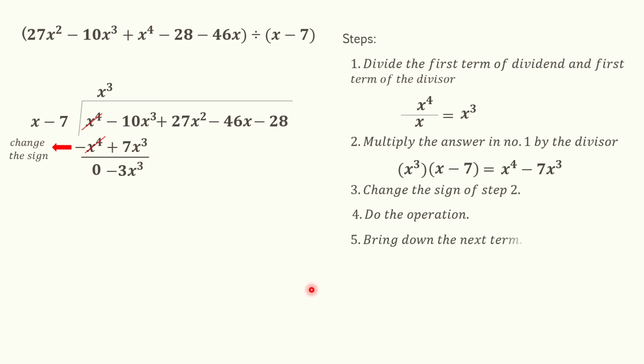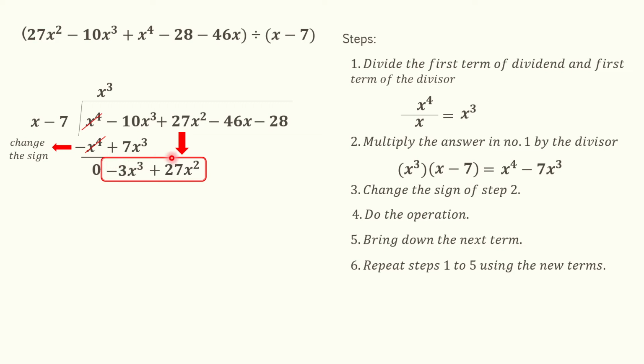So what is the next step? Bring down the next term. We bring down the plus 27x squared. And the sixth step is to repeat steps 1 to 5. Meaning, we go back to the first step using the new terms. What are our new terms? This is our new term: negative 3x cubed plus 27x squared.